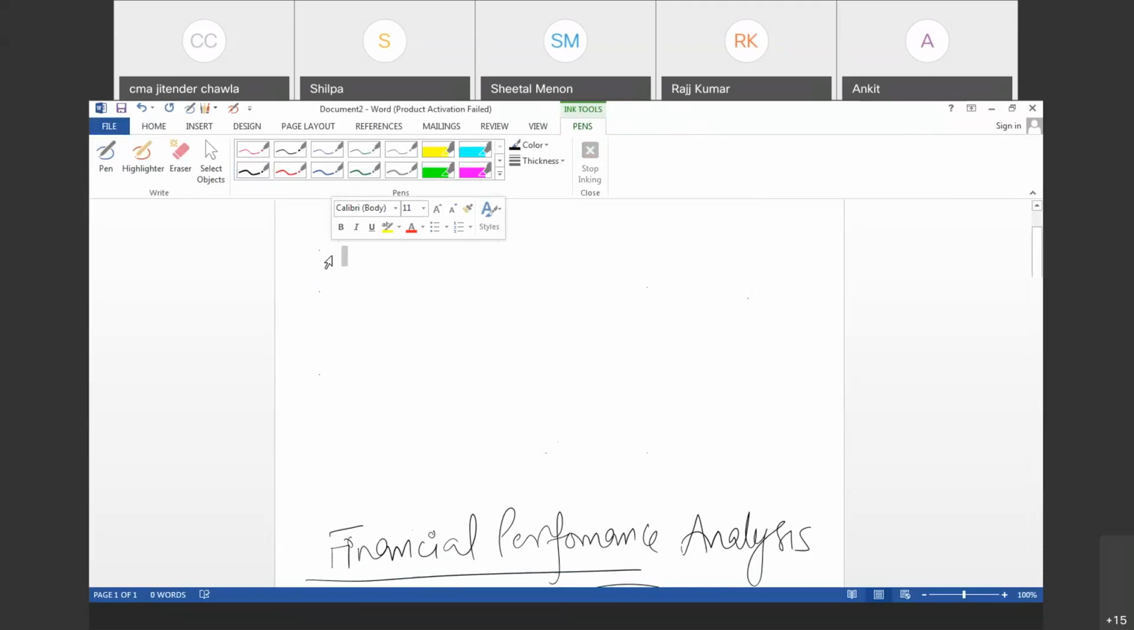There is an illustration at page number 7. At page number 7, there is an illustration.